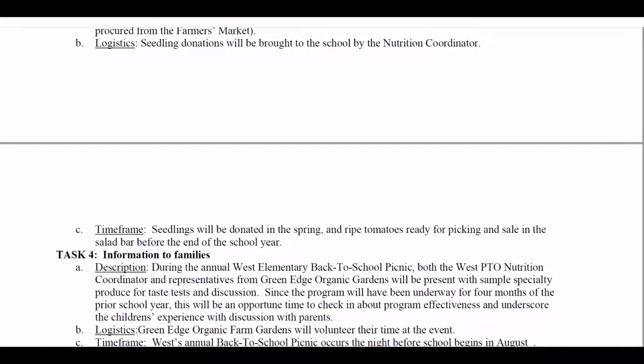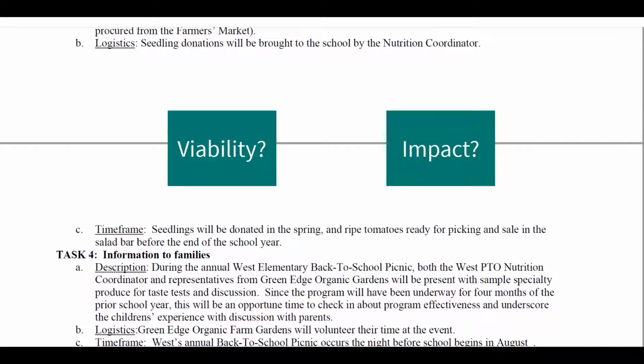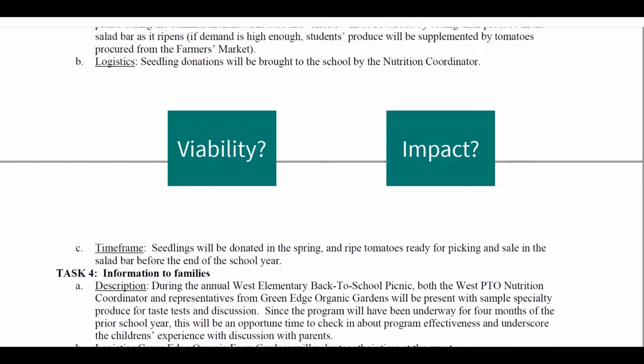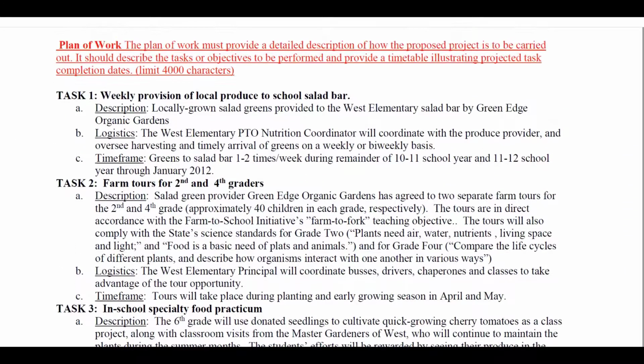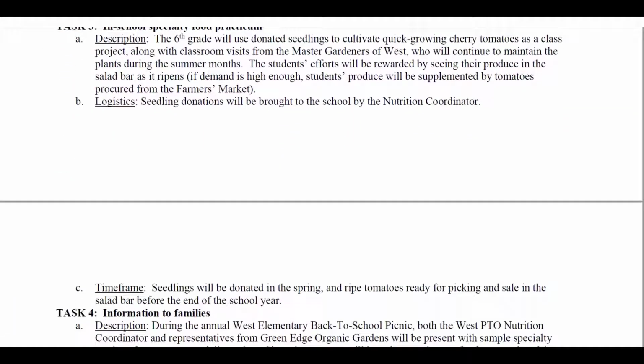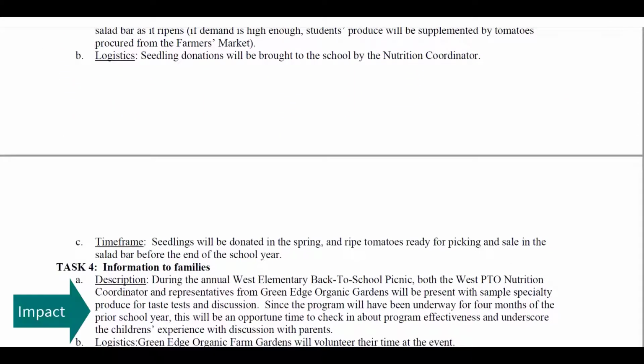As the reader is assessing the work plan, again, the reader is looking at viability and impact. In this case, the viability was tied into the description of the populace of the school and the availability of local foods. The impact was attempted to be made clear by the tours to the actual farms, by the practicum in the school, and by the engagement with the families of the children involved.